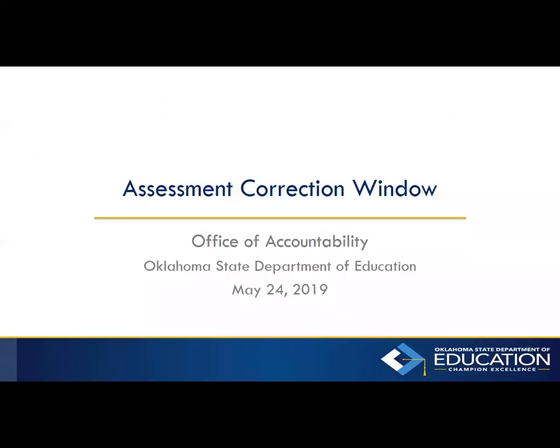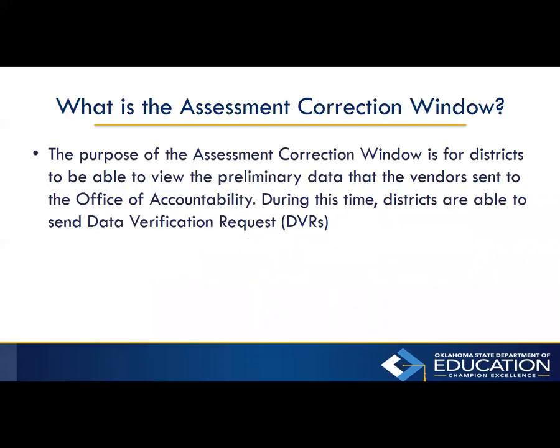Okay, so let's just go. This is the assessment correction window, which is provided to you every year as an opportunity to review the data that was provided from the vendors after spring testing. The purpose is for districts to view it. It's preliminary data that is sent to us. Once we get that data, it goes through our process of cleaning and organizing, and we audit it and filter it, and then we put it out on single sign-on, which is our warehouse, and then from there you're able to review it and then submit DVRs where appropriate.